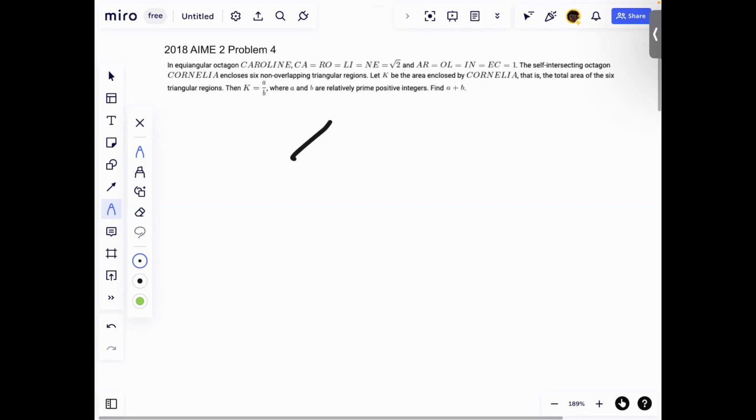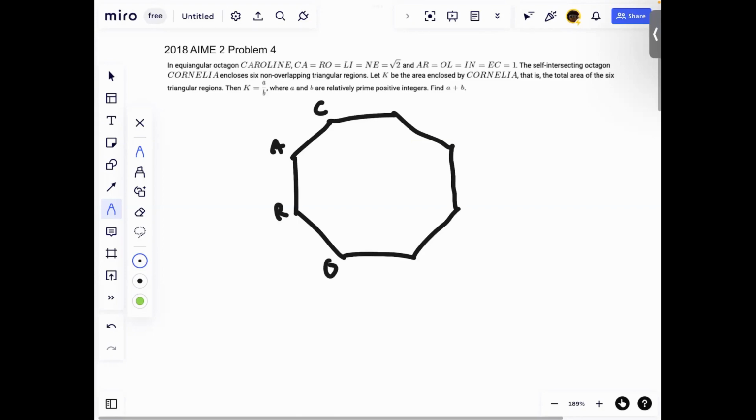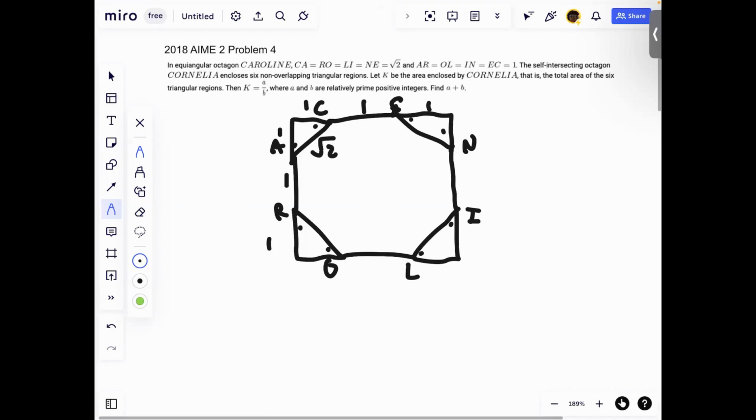So we have an equiangular octagon, CAROLINE. If we extend these sides, since it's equiangular, each of these angles is 45. So if CA is root 2, then each of these is 1, and CE we know is 1. So it's like that. And then CAROLINE would be CA. No, CORNELIA.